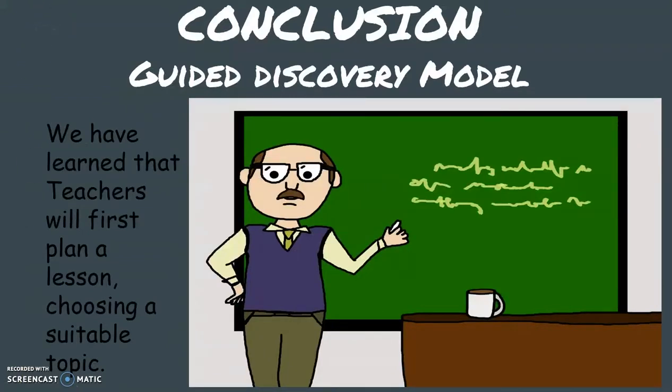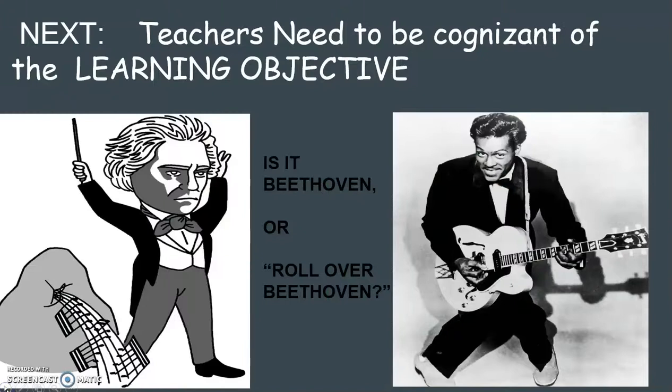In conclusion, we know that the guided discovery model will first begin with the teacher planning a lesson, choosing a suitable topic. Next, and very important, the teachers need to be cognizant of the learning objective. For a music teacher, for example, is he teaching Beethoven or is it Roll Over Beethoven?